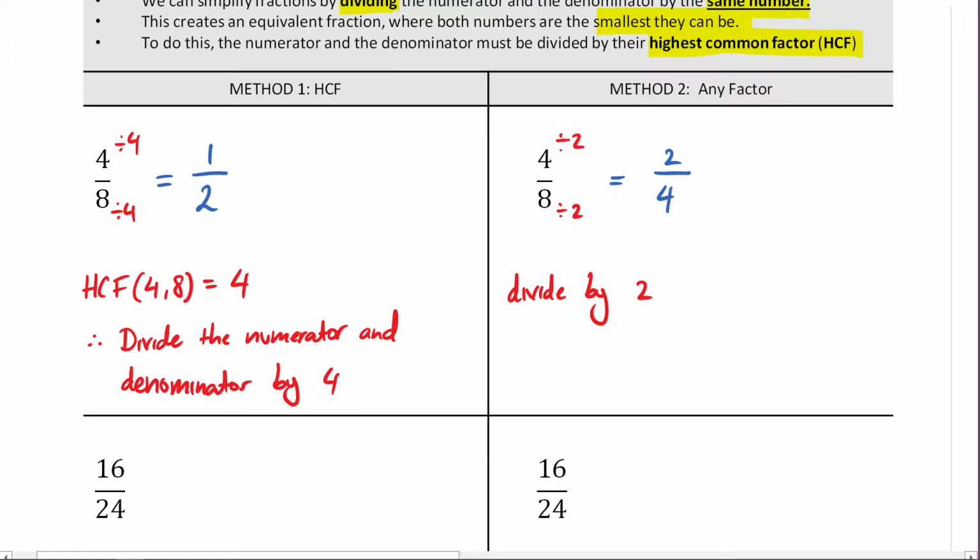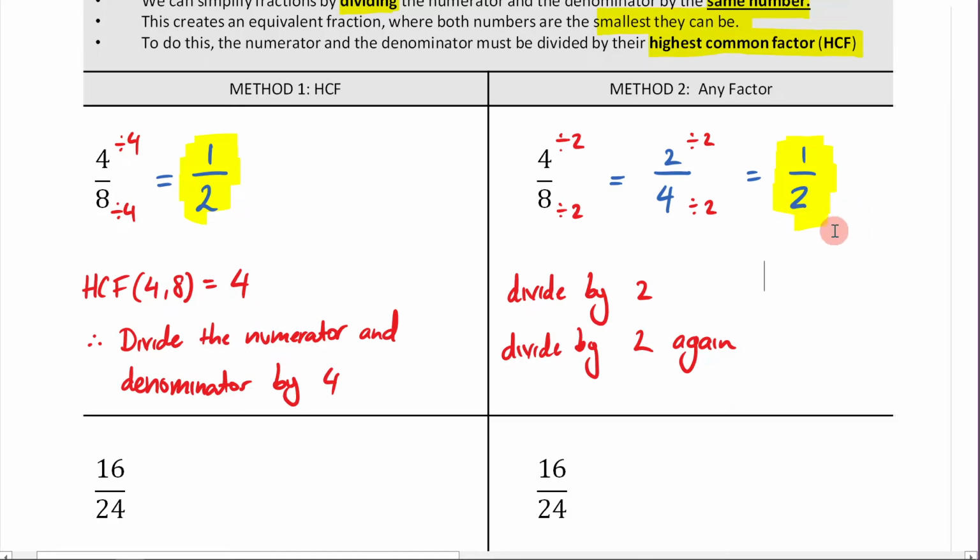Because I can divide by 2 again. So I'm going to divide by 2 again. And that's going to leave me, once I've done it for a second time, with 1 on 2. And just like that, I've gotten my answer. So as you can see, you can either divide by the highest common factor to get a half, or, it takes a few extra steps, but if you divide by any factor, you will eventually get there.